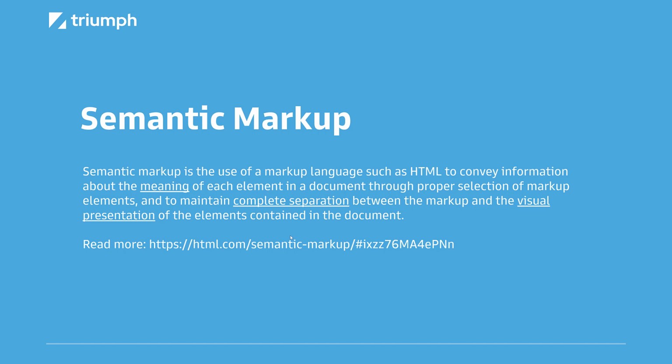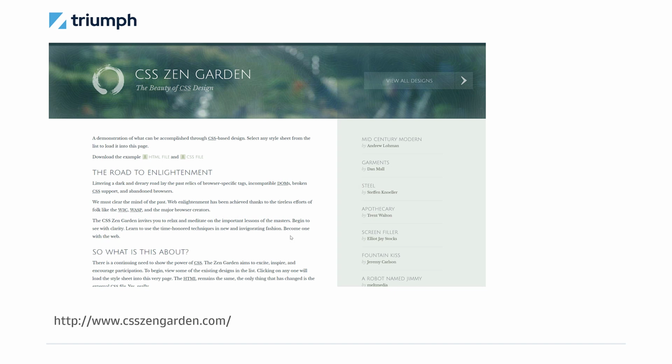So let's look at a great site that helps explain this. And this is a website called the CSS Zen Garden. And so if we look at this site, the purpose of this is to show you semantic markup and to show you the separation between the markup and the styling. Okay, so if we look at this page here, we can see it has a nice title, a nice subtitle. The subtitle is The Beauty of CSS Design.